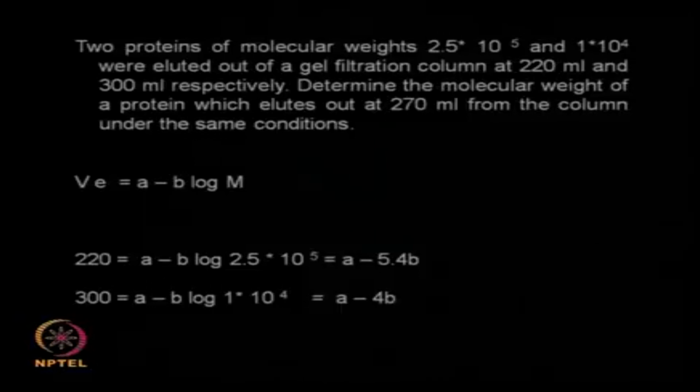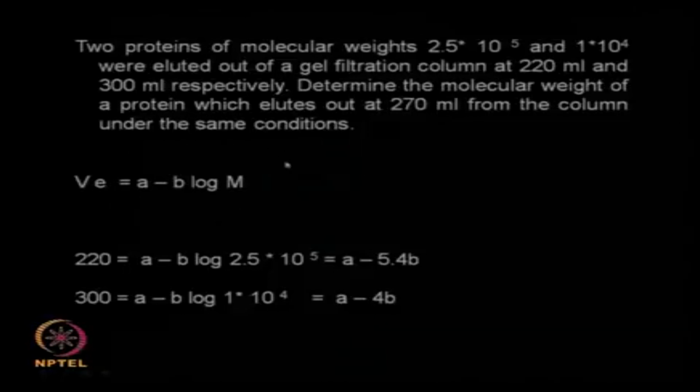Let us look at a simple problem. I have two proteins, with molecular weights of 2.5 into 10 power 5 Daltons and 1 into 10 power 4 Daltons. Now they are eluted out, the first one at a volume of 220 ml, the second one at a volume of 300 ml. Now I have another protein, I do not know the molecular weight of that protein, that elutes out at a volume of 270 ml under the same conditions. Now can you tell what is the molecular weight of that protein?